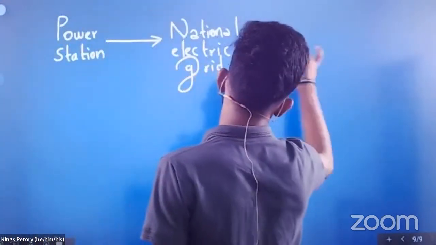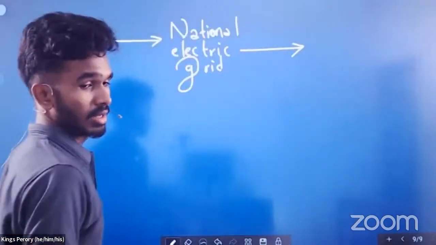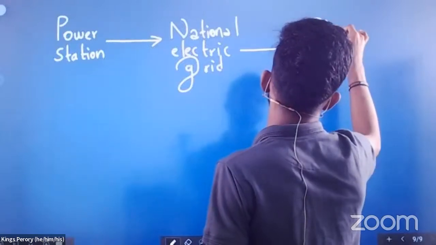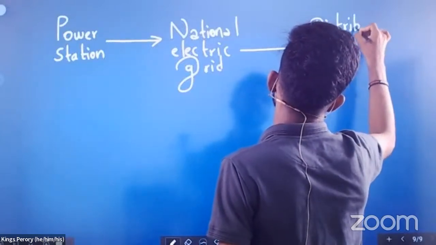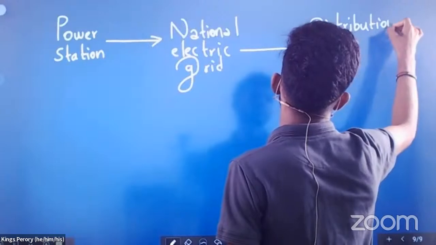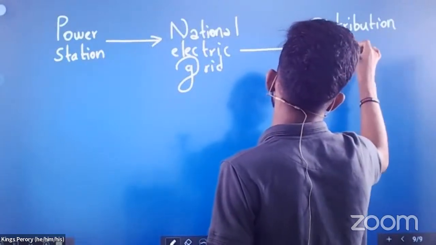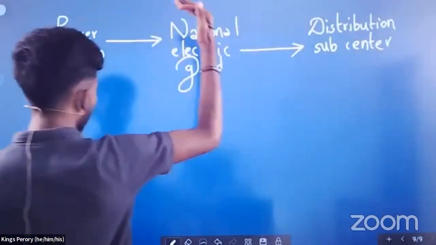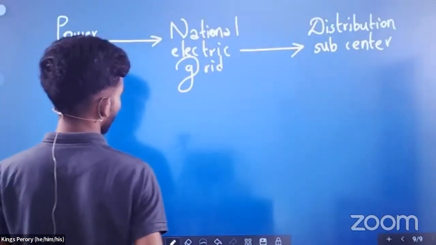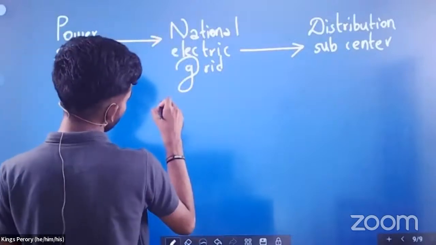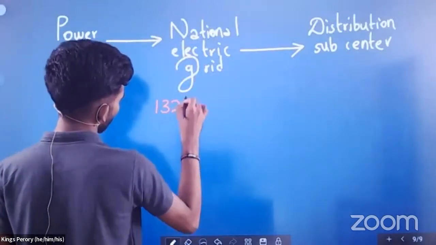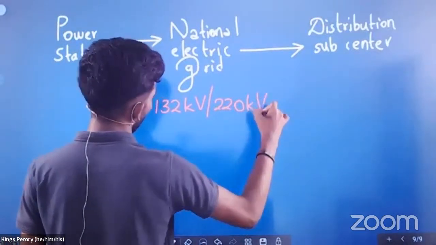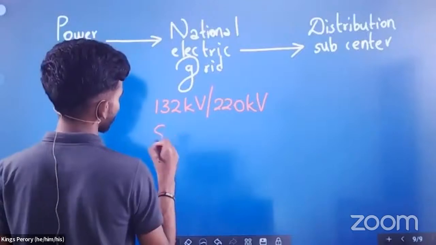They supply electricity to the distribution subcenter. How? First, they increase the voltage. Up to what voltage do they increase it? They usually increase it to 132 kilovolts or 220 kilovolts. How do they increase the voltage? Using a step-up transformer.